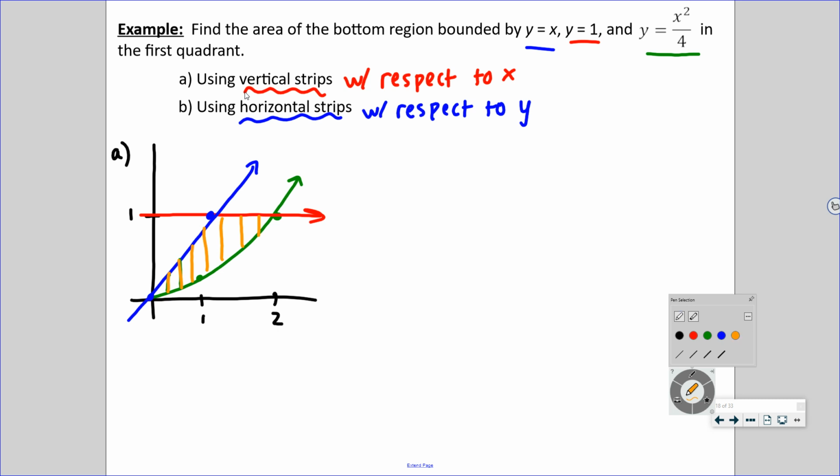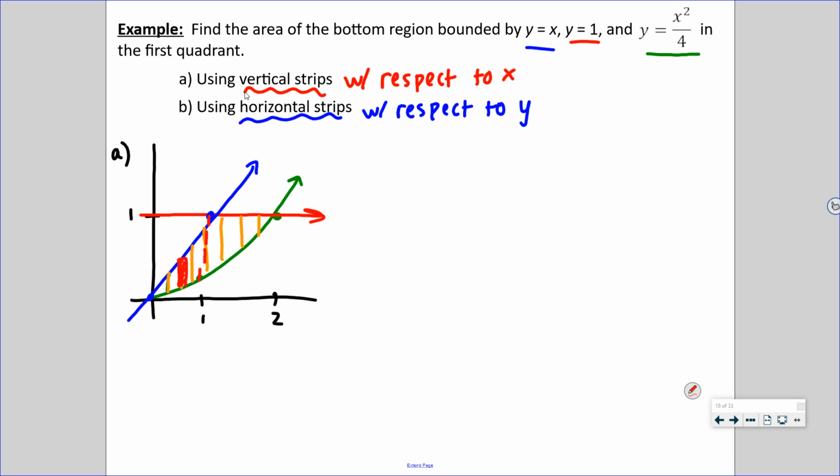So they want us to use vertical strips. I'm thinking top minus bottom, but I have an issue here because if I look from 0 to 1, my top curve is always the blue, my bottom curve is always the green, but then when I look from 1 to 2, my top curve switches. So we need 2 intervals. Yep, remember that? So I'm going to section this off. You can draw 1 vertical strip in here if you want, 1 vertical rectangle to visualize.